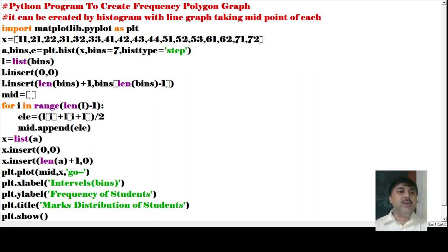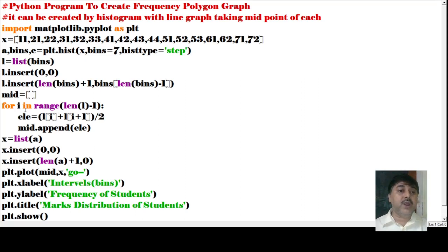Then L equals list(bins). Those bins I have called here in the list. Then L.insert(0, 0), the particular point that you are going to insert. L.insert(len(bins)+1, ...) is the range I have taken, with bins[len(bins)-1]. So this is the range, that means the starting point, and the ending point has been given, the midpoint. Now, because here we have to create the histogram with a line graph and a bar graph, a frequency polygon with histogram and the line graph.